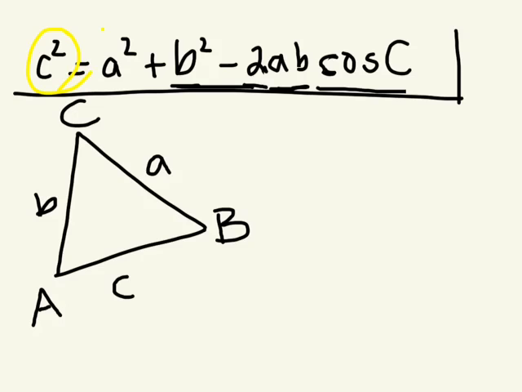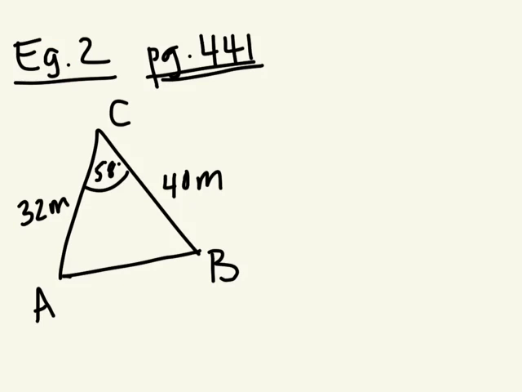Okay, so once you've labeled your sides, all you have to do is plug in the values and solve for the unknown. So we'll do an example. In this example, we're given two side lengths and an angle in between. So we're going to use the cosine law. Which side will be labeled as side A? 40 meters. Side B? 32 meters. And I need to find side C.